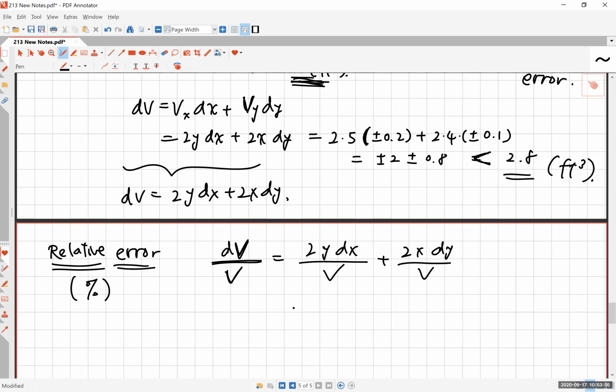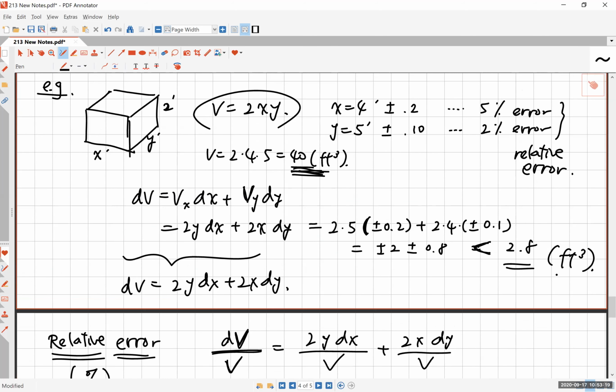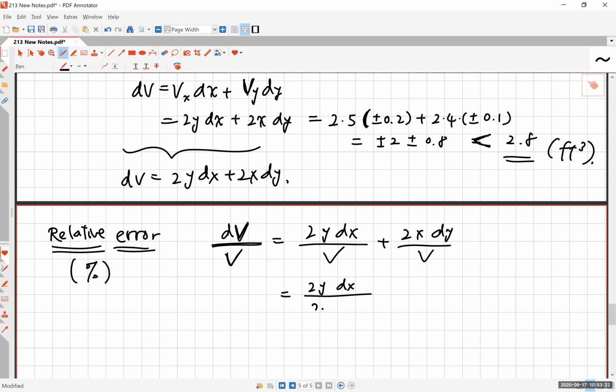And so what is that? Well, dV over V is, and we know the answer to this because this is dx, dy. What was V in this? It's 2xy. Right? And then this goes away. 2 and y go away. 2 and x go away. Right? So guess what this is? This is dx over x plus dy over y.